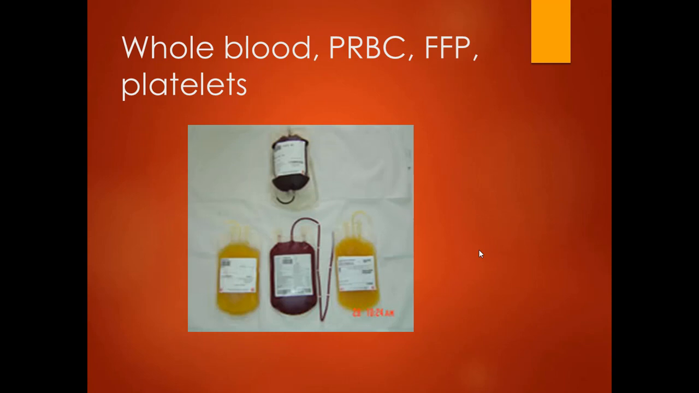So remember, PRBCs, anemia, acute blood loss, things like that. Platelets for helping with clotting. Fresh frozen plasma contains clotting components, and albumin is generally used in things like hypovolemic shock because it's an expander.